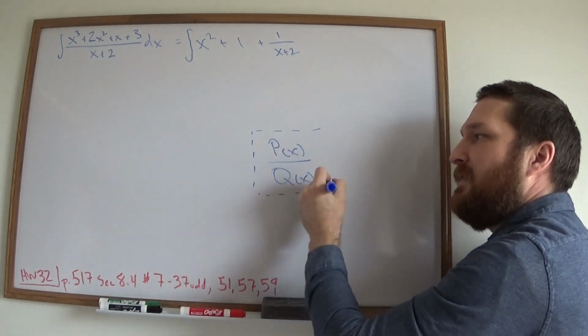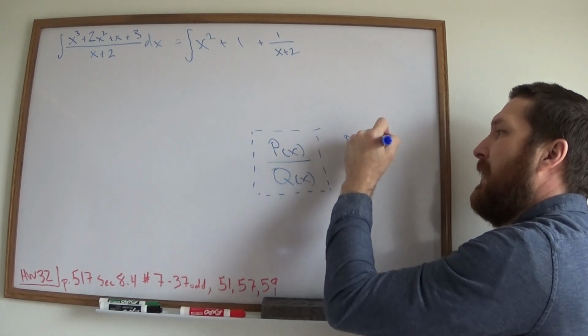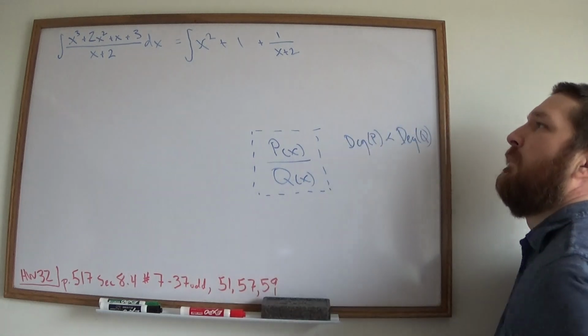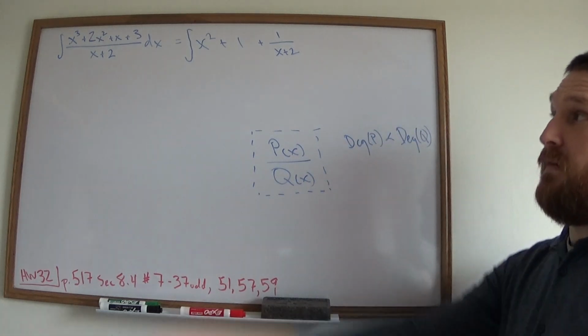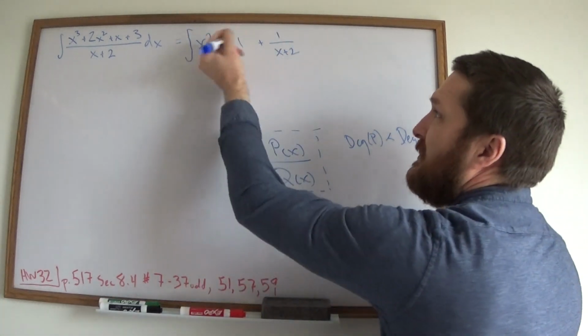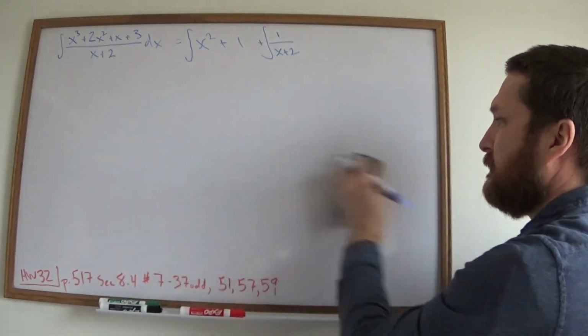When you have this thing where the degree of the top is less than the degree of the bottom, what do we do with that? If you have something like this, do this. And in this case, it happens to be really easy because we can just integrate like that. And let's figure out what that is. What is this integral here?